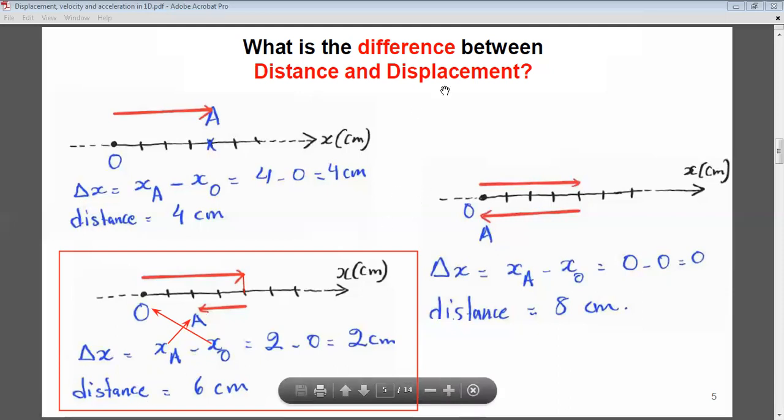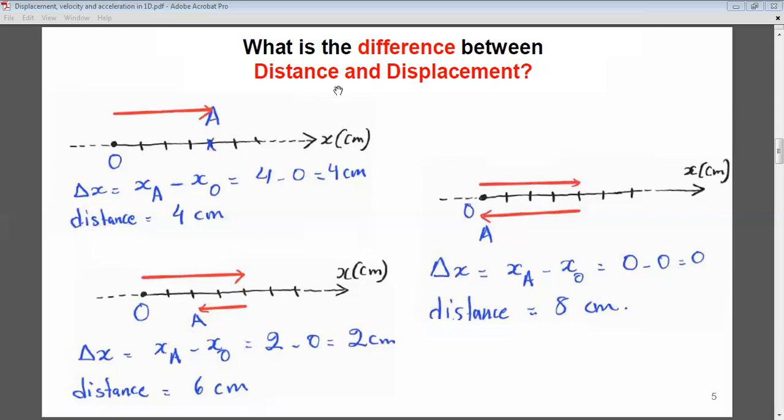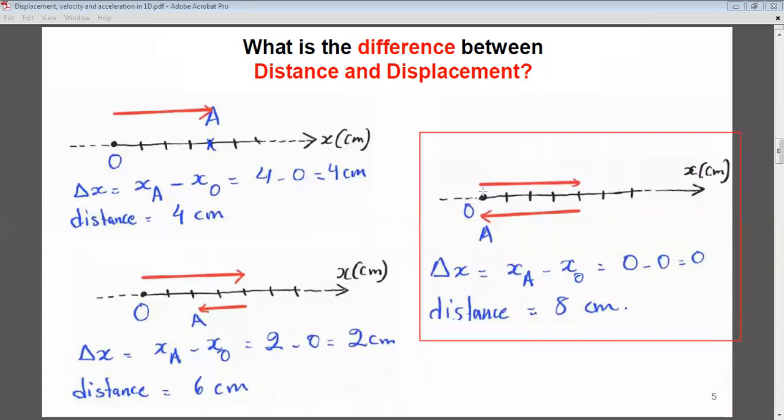A last example is here. This is an object that moved all the way till here, then all the way back. What is the displacement? If you just forget about all the way it went here and back, this object was at O, and now it is at A, which is exactly at O. So how much is the displacement? It is x of A minus x of O, but x of A is 0, x of O is 0, so delta x is 0. Displacement is 0. It's as if it didn't move.